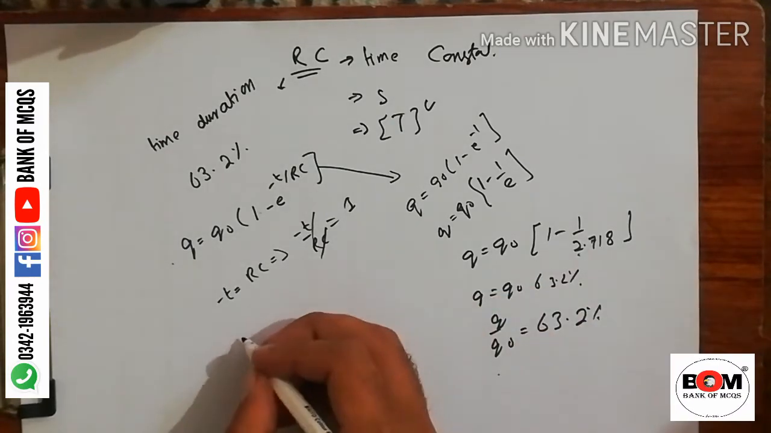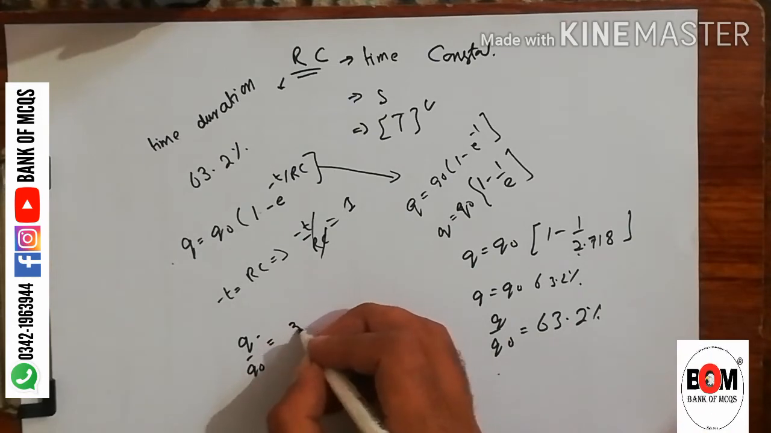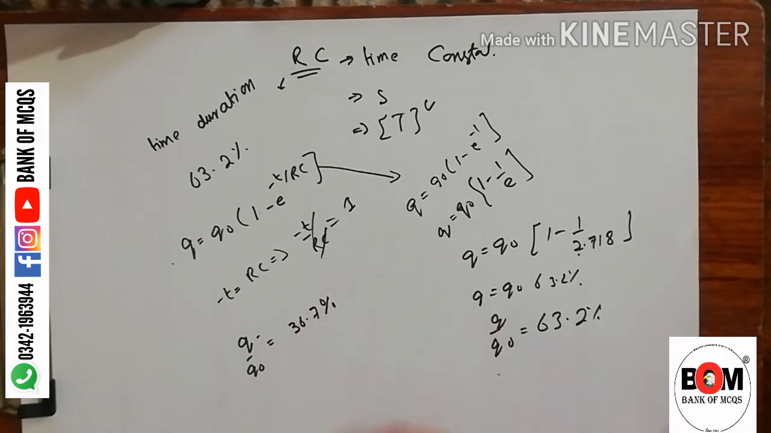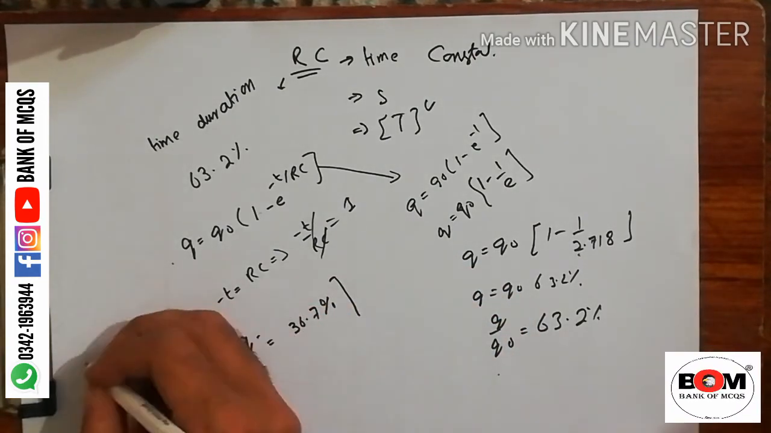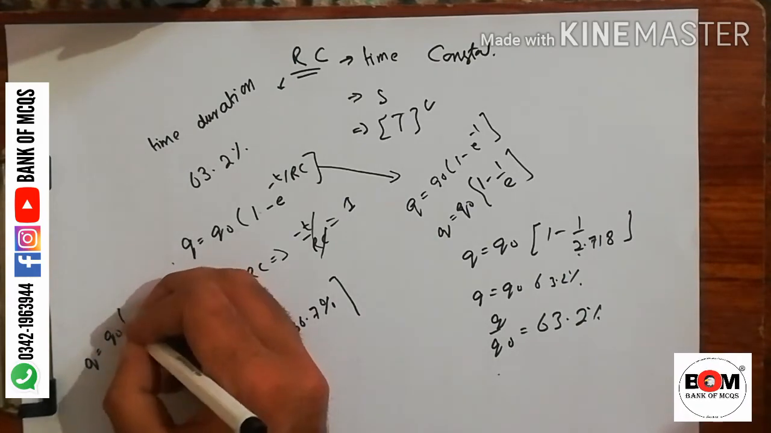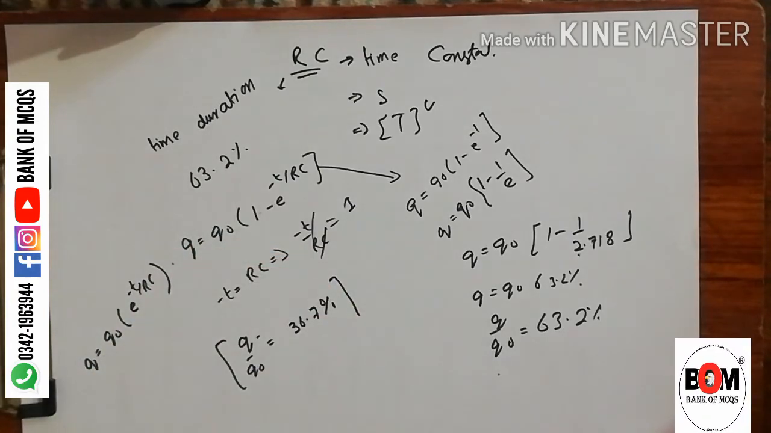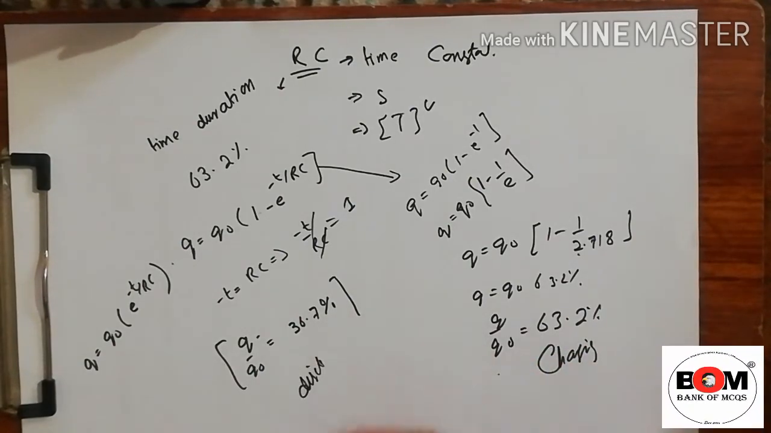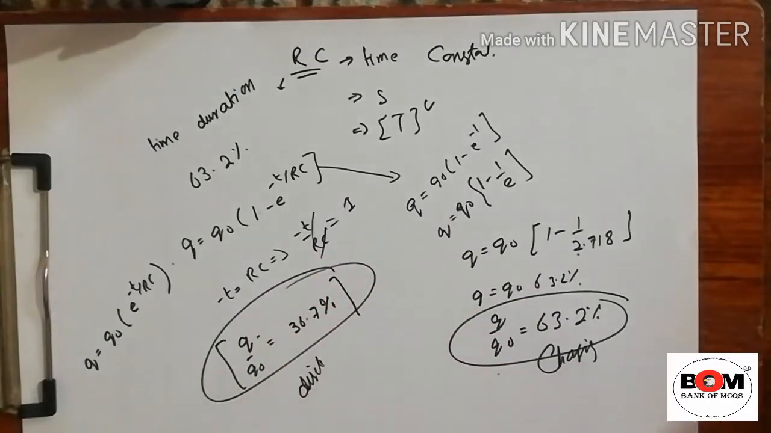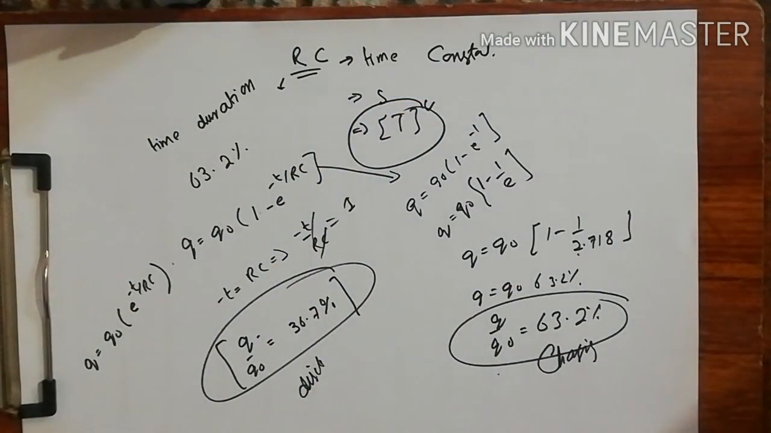Solving the same for discharging, we will get Q divided by Q naught is equal to 36.7 percent. Now why is there a difference in the percentage? Because the equation for discharging is different, that is Q divided by Q naught is equal to e to the power minus t divided by RC. So this is for charging and this is for discharging. These two values are very important, 36.7% for discharging and 63.2% for charging. The dimension of RC is also very important. So this was the end of the electrostatic chapter part 2.